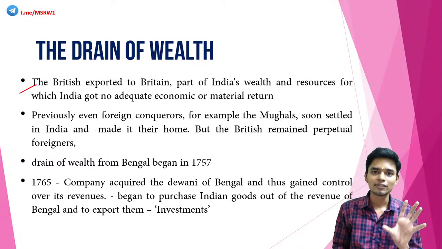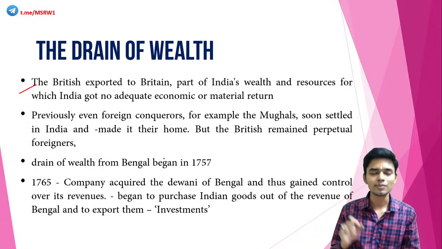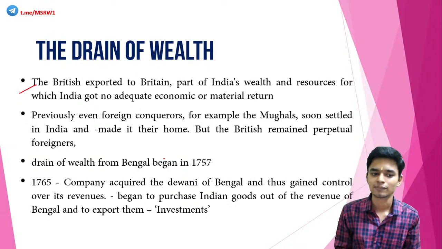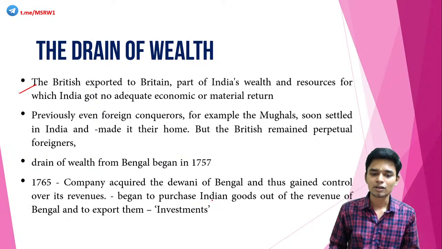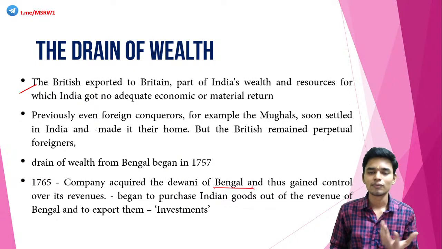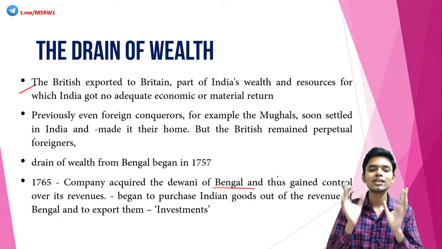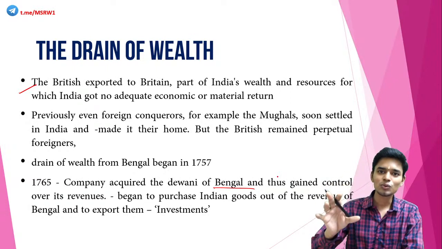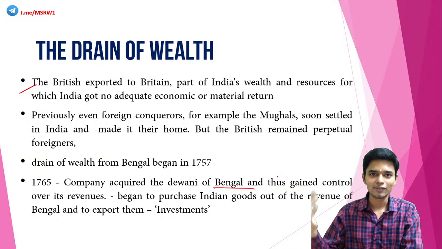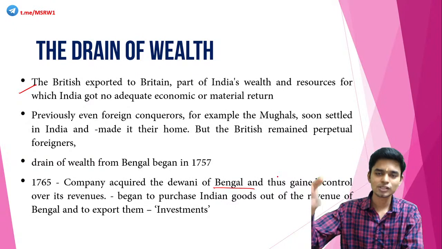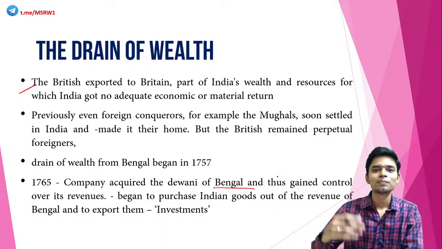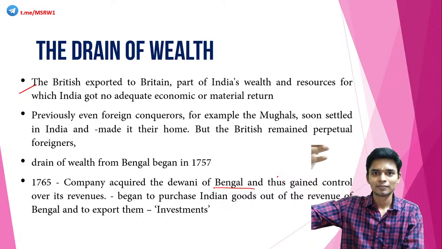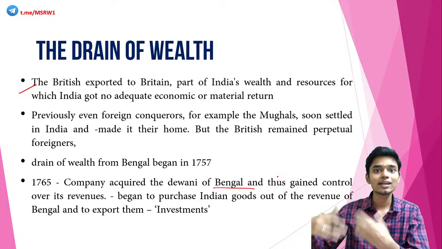So the drain of wealth from Bengal began from 1757, after the Battle of Plassey, with Siraj-ud-Daulah losing to Robert Clive. In 1765, the Company acquired the Diwani of Bengal, gaining control of its revenues, and they began to purchase Indian goods out of this revenue and started to call it investments. I already explained this point in the previous lecture. This revenue that they got from India through their Diwani rights was used as expense for their exports to Britain, and they started to call this revenue their investment.